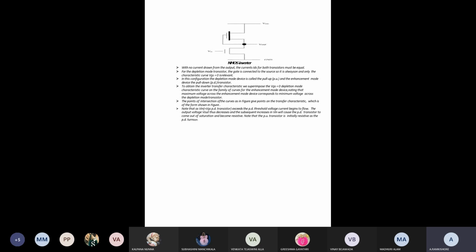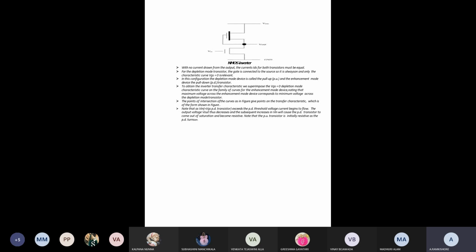So we are using the same type of devices, but the mode of operation changes in the NMOS inverter. In the CMOS inverter, complementary metal oxide semiconductor, we have to use two different types of MOS transistors: one is the PMOS transistor and another one is the NMOS transistor. But in the NMOS inverter we use both depletion and enhancement mode transistors. Clear?